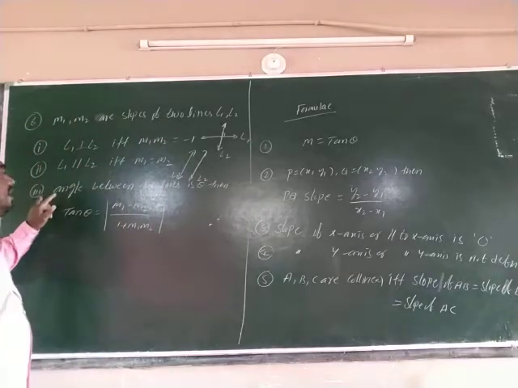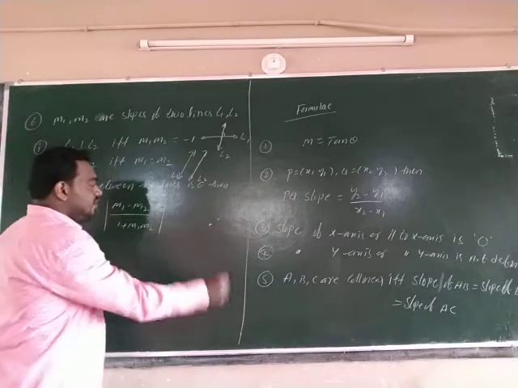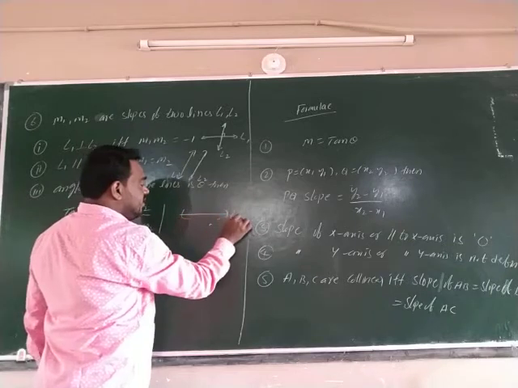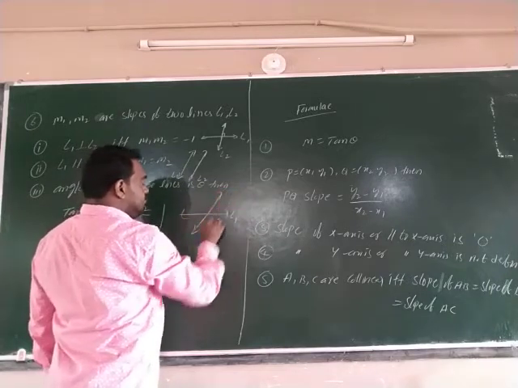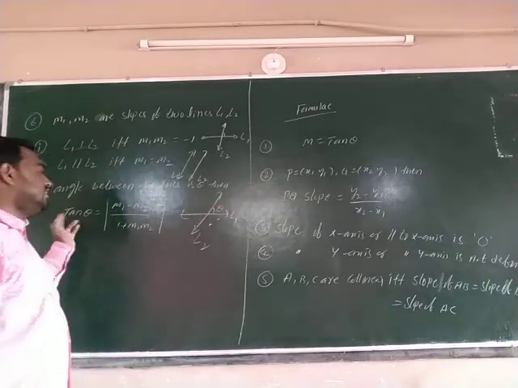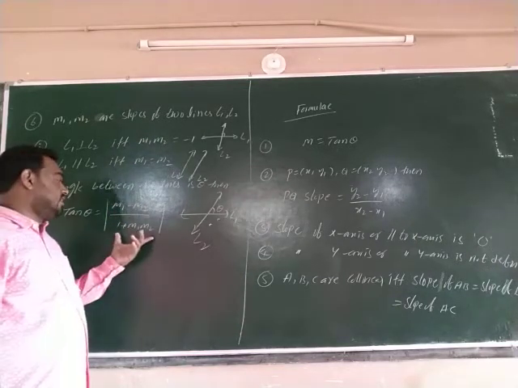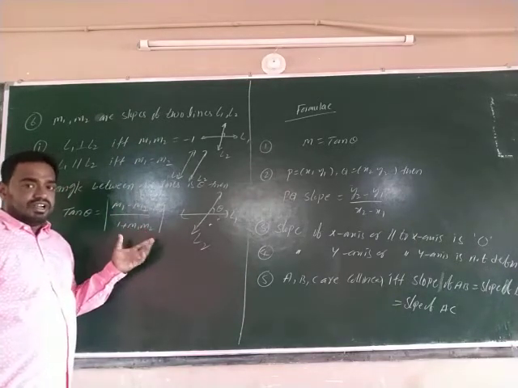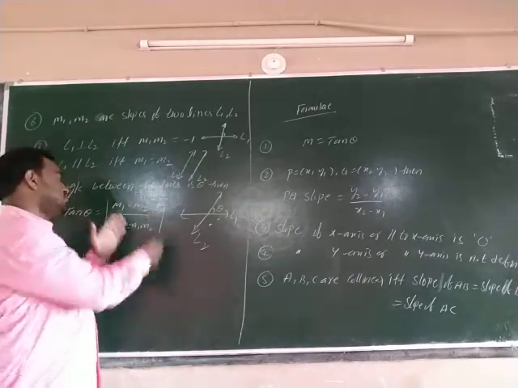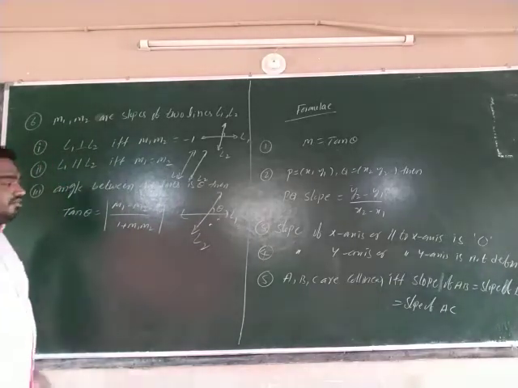Next, the angle between the lines is theta. These two lines are intersecting. This is one line L1, and this is another line L2. They intersect at an angle theta. Then tan theta is equal to the modulus of (m1 minus m2) by (1 plus m1 m2). We take the modulus because we generally consider the first quadrant angle, and angles in the first quadrant are positive. So these are the important formulas.